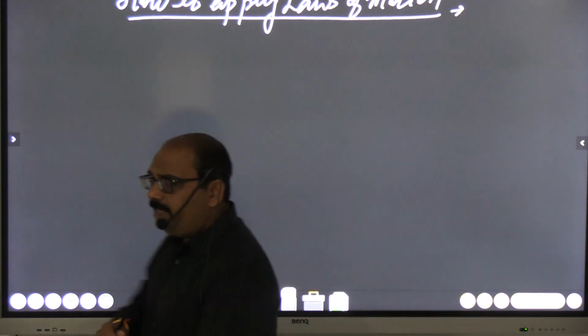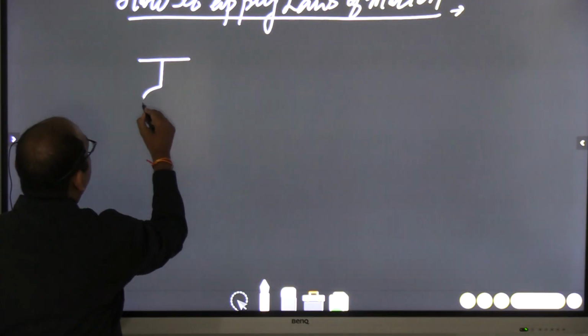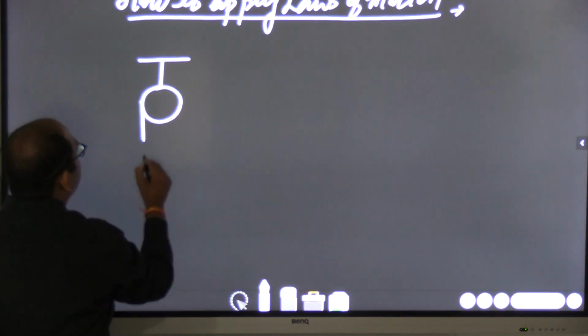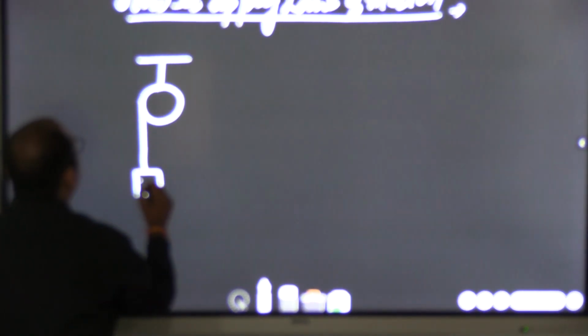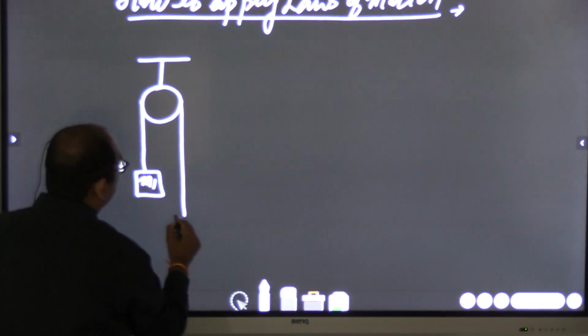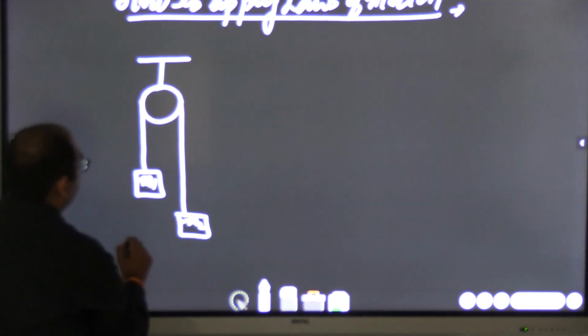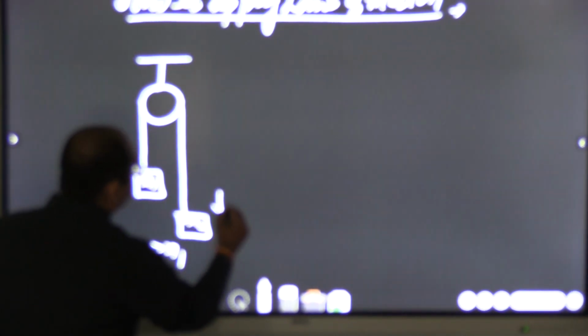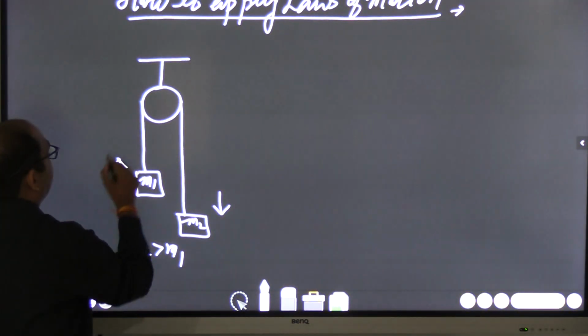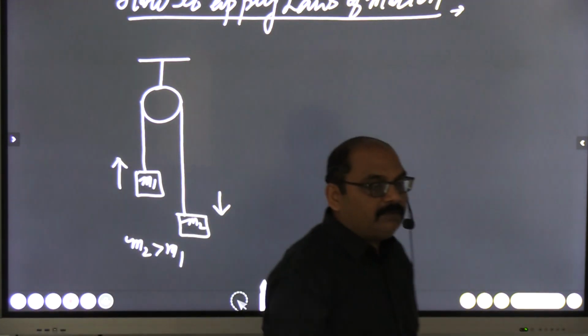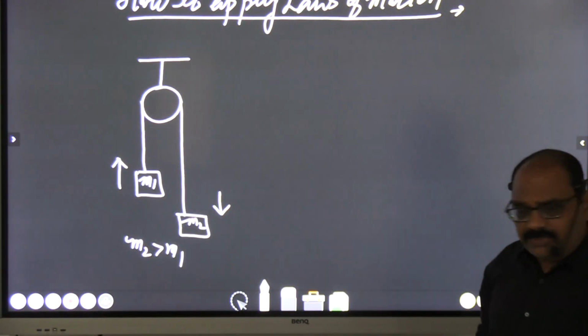So before moving ahead, let us take an example. Suppose you are entering the exam and this is the question: there is a pulley and there are two blocks, suppose of masses m1 and m2, and suppose the mass of block m2 is greater, so m2 is greater than m1. The result is m2 will move downwards and m1 will move upwards.